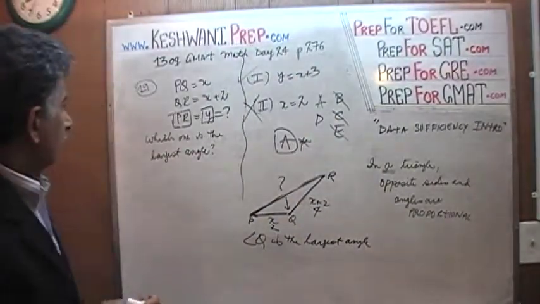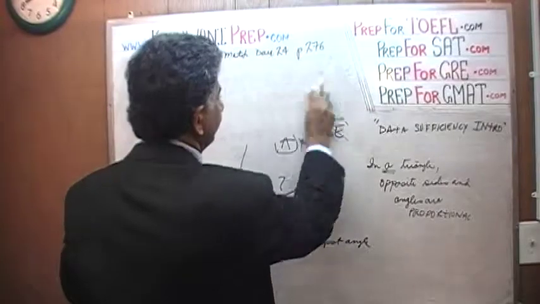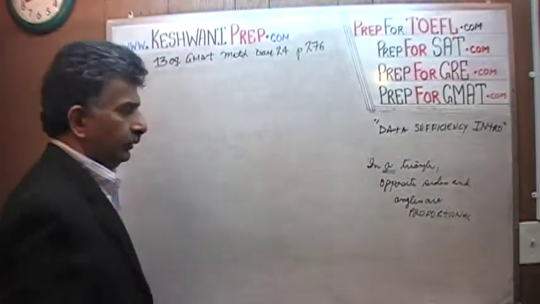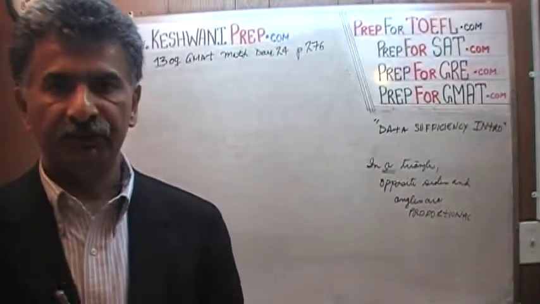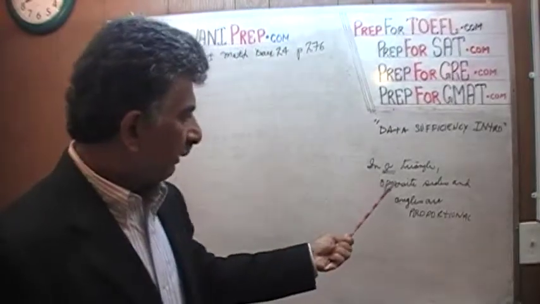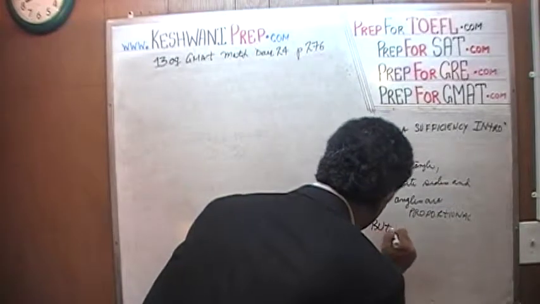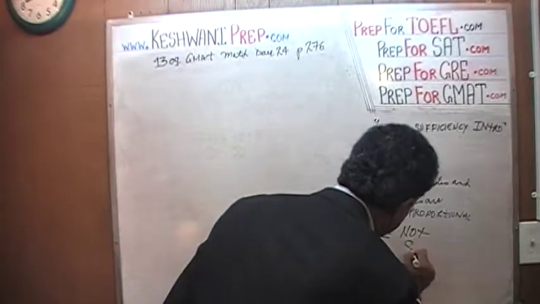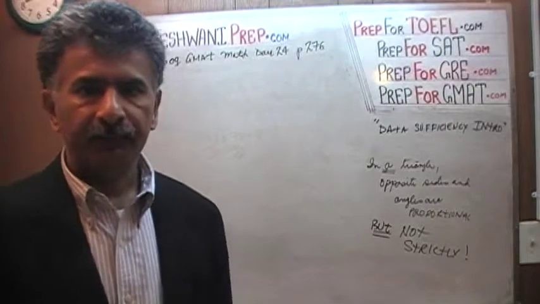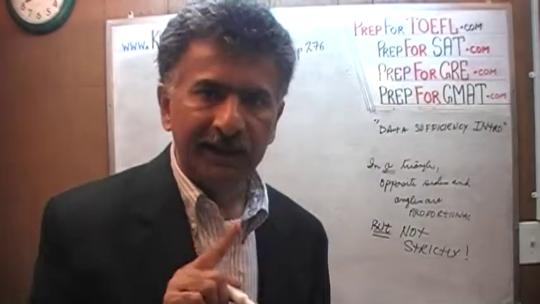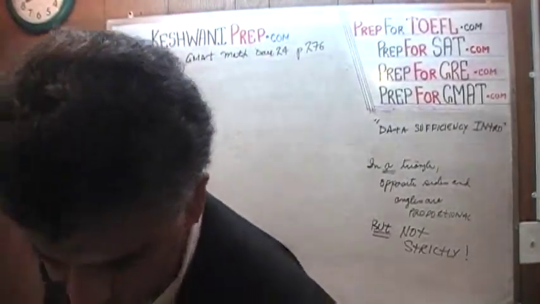We're going to move on to the next problem, but before we go to the next problem, listen carefully, please. We're going to go a little bit deeper into it. I just want to make sure that you understand this properly. It says, in a triangle, opposite sides and angles are proportional. Here's the but part: but not strictly. What does that mean? Opposite sides and angles are proportional, but they are not strictly proportional. What does it mean? Well, this is what it means. To be strictly proportional would be a situation like this.